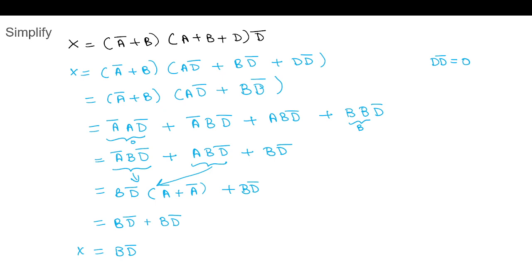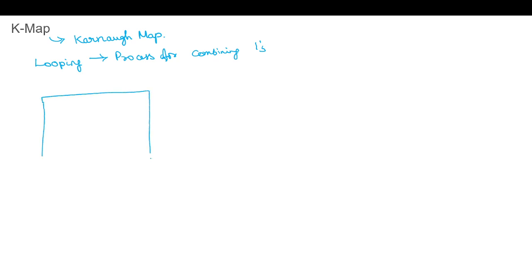Next we will see K-map. K-map means Karnaugh map, and it is used for simplifying Boolean equations. So we have something called looping. We perform it to minimize, and it is the process of combining the ones or zeros. So now let's take an example.